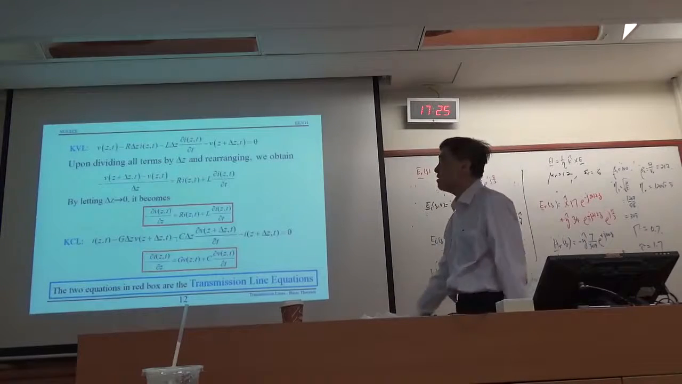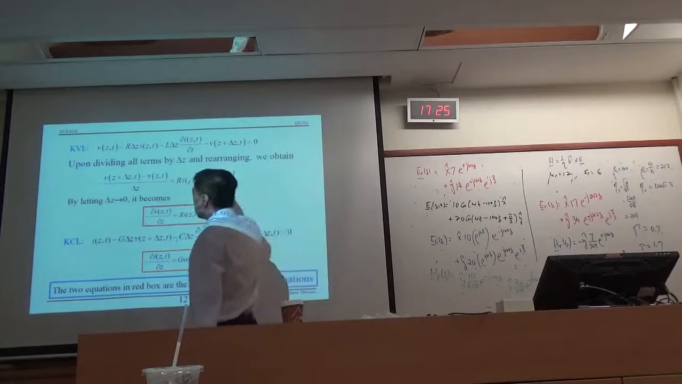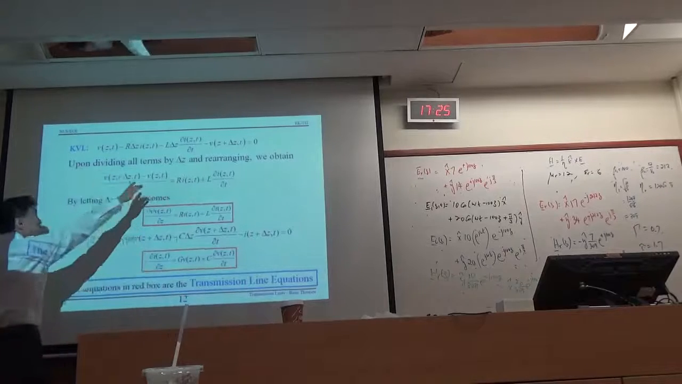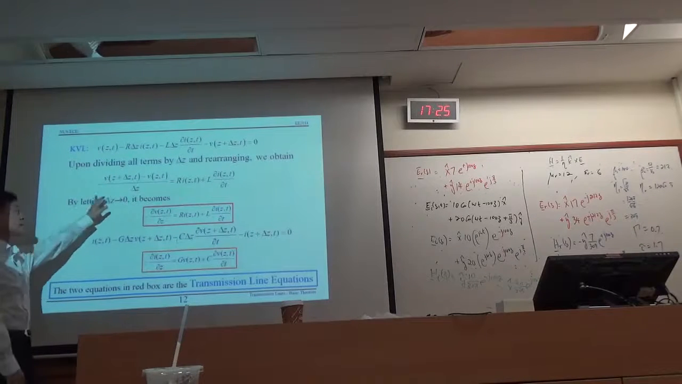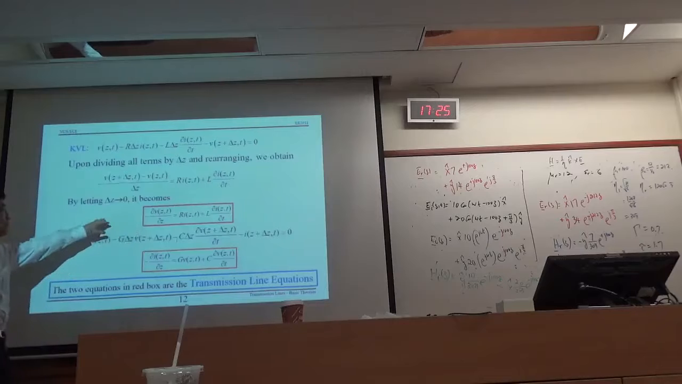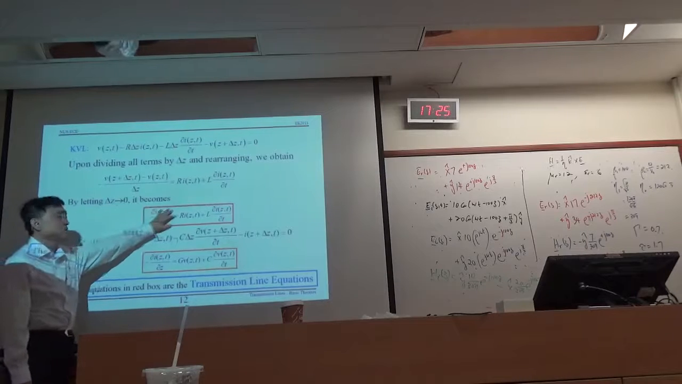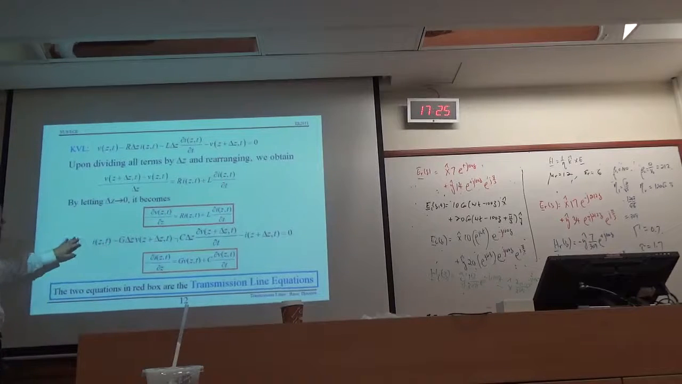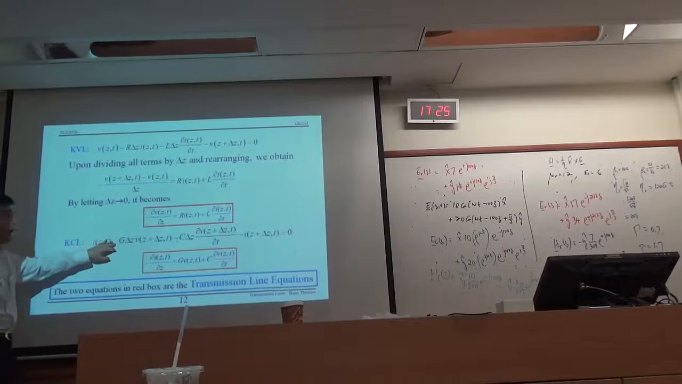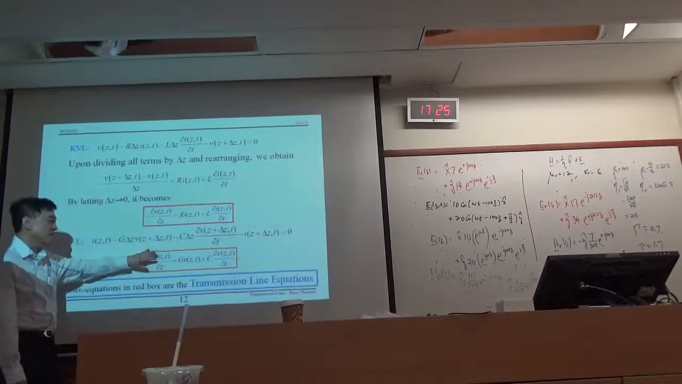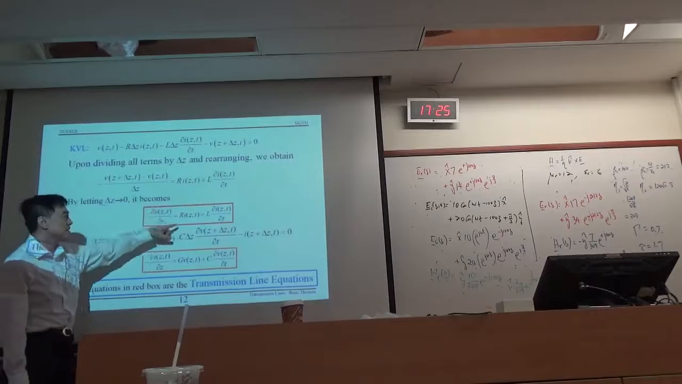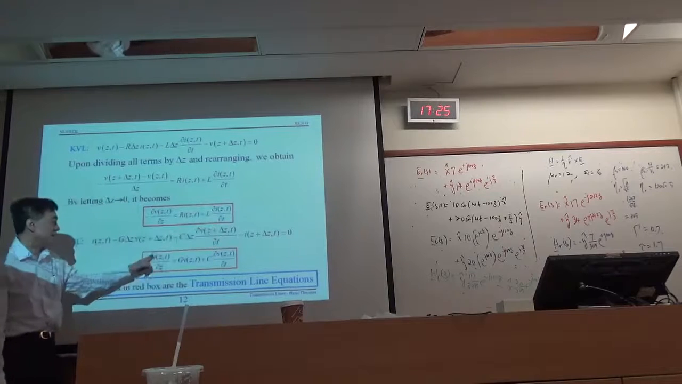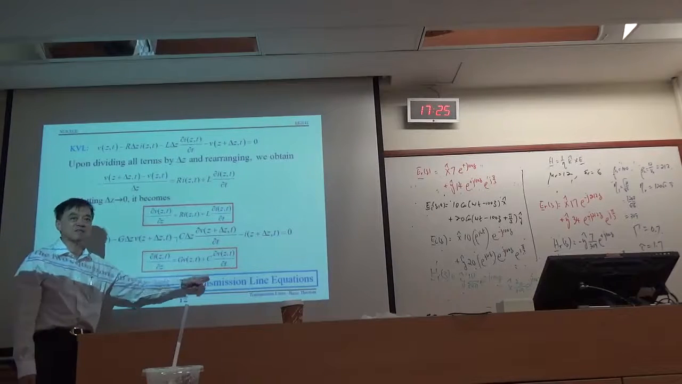If we apply KVL, we get a single equation up here, and we divide everything by delta Z and arrive at these equations. If I apply KCL, same thing, I divide everything by delta Z and get these equations. Now you can see this del V del Z, this is del I del T, this is del I del Z, this is del V del T.